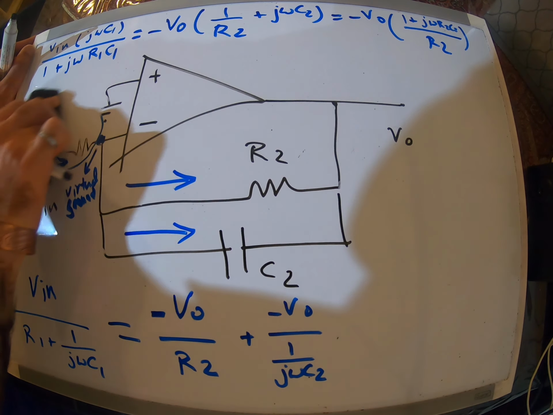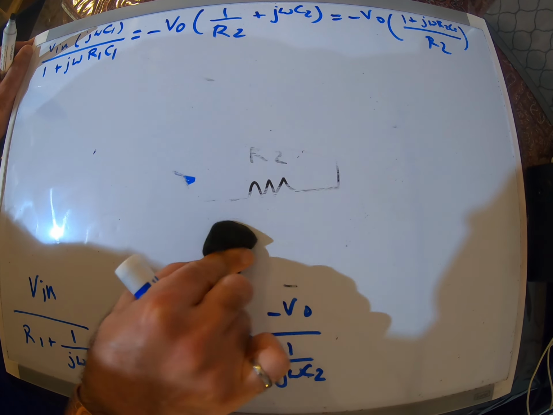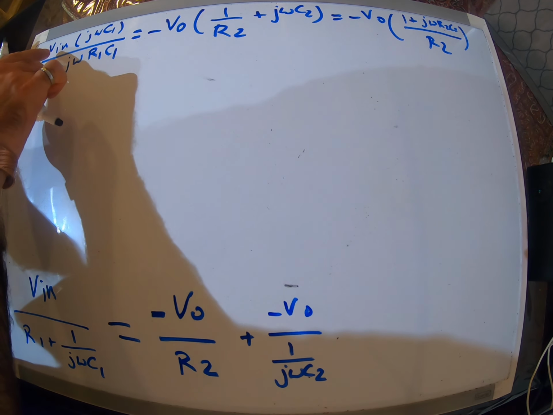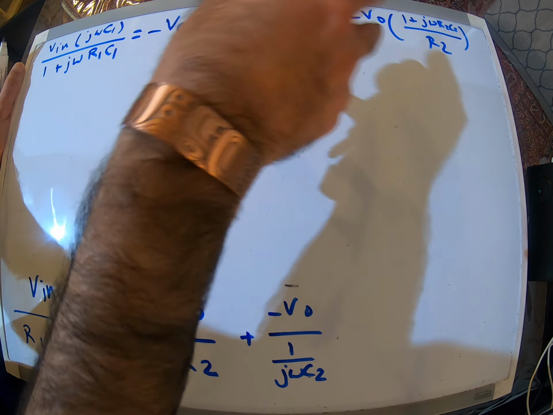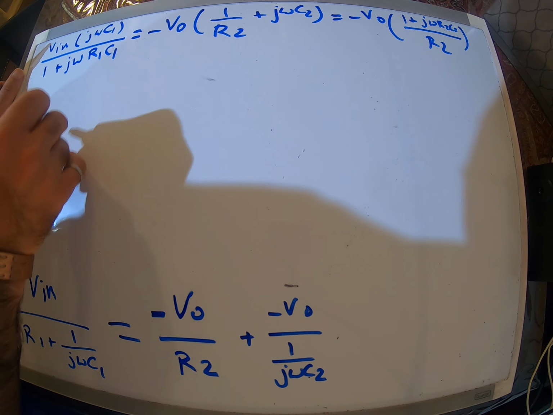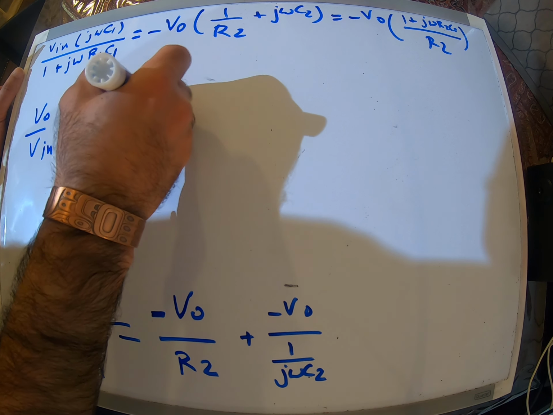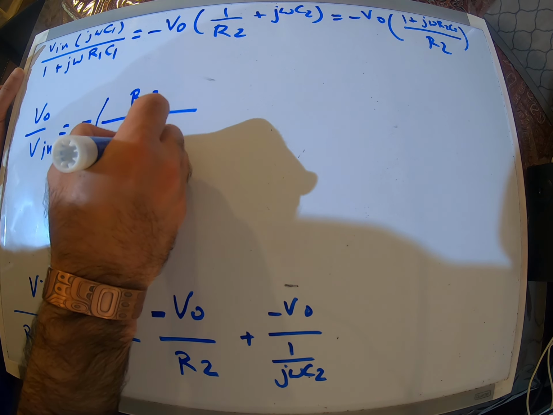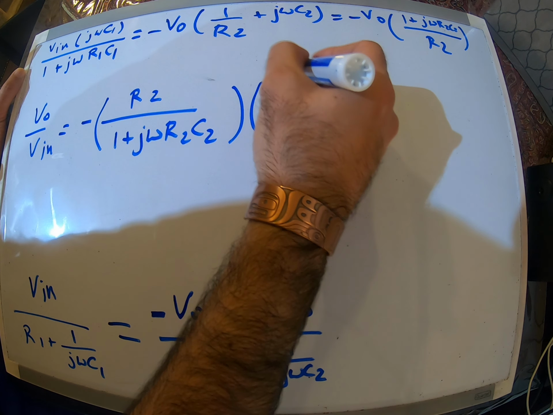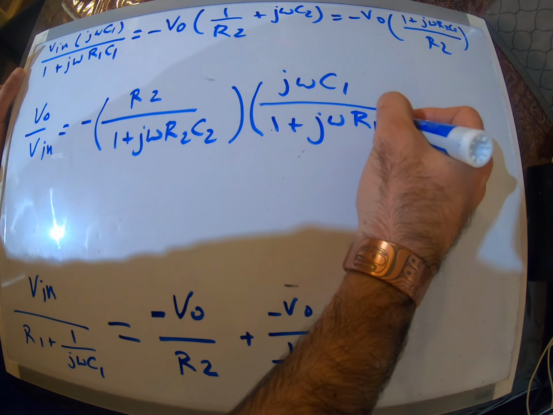We're almost done, right? We found the relationship between VO and VI. Now let me just divide the two sides by V in, so then we have VO divided by V in is equal to, taking this one to the other side, negative R2 over 1 plus j omega R2 C2 times j omega C1 divided by 1 plus j omega R1 C1.